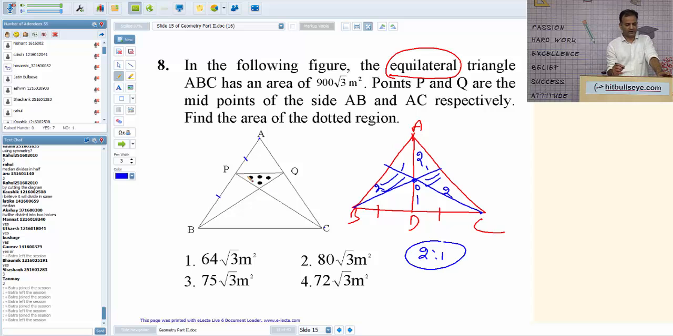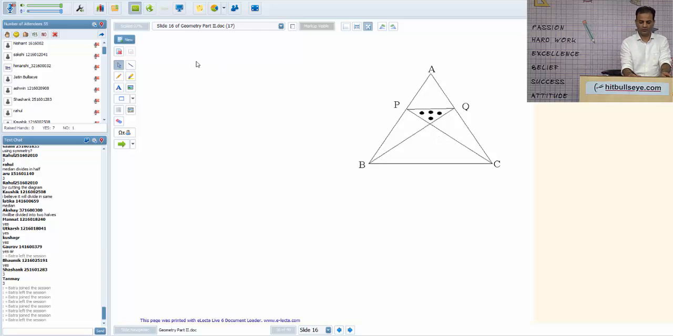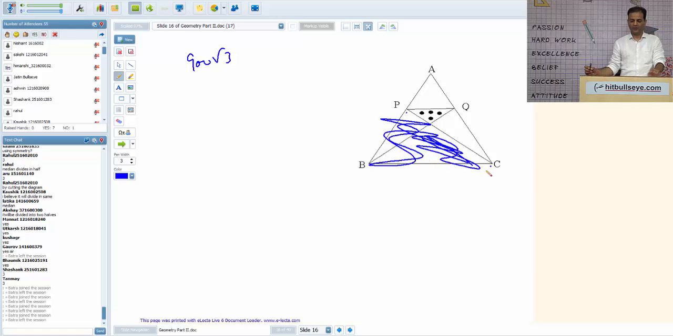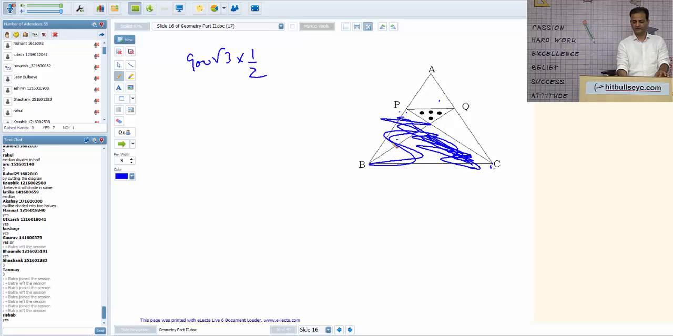Now I am solving here, friends. Straight away I am solving. See, the area of this triangle is 900 root 3. 900 root 3 is the area of the whole triangle. This CP is the median. If I delete this portion, because the median CP divides the triangle into 2 equal parts, what is the area left? It is 1/2 of 900 root 3, because the total area of triangle ABC is 900 root 3. Is it clear to everyone, those who have not solved? Because CP is the median, and the median divides the triangle into 2 equal parts, I have deleted this part.